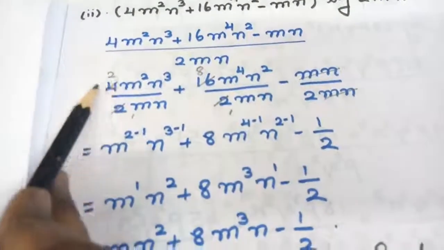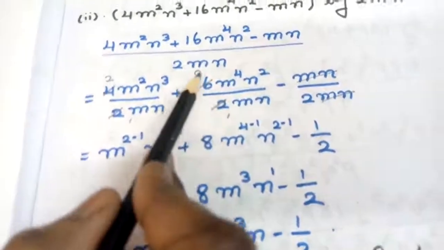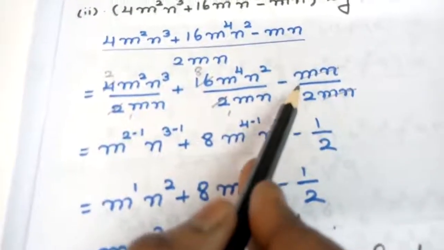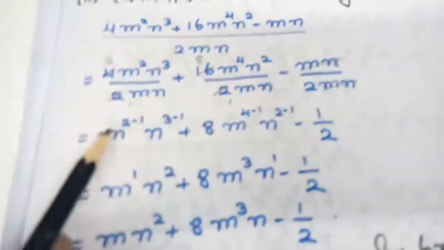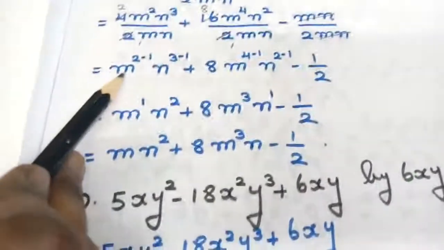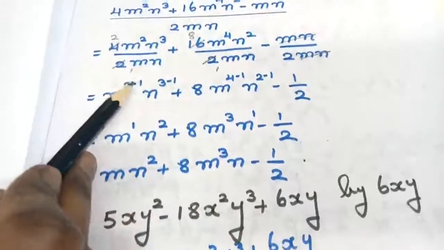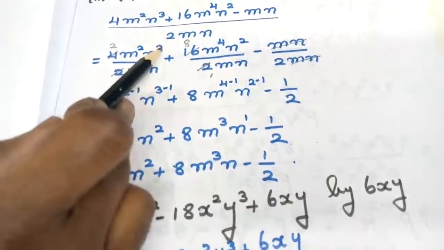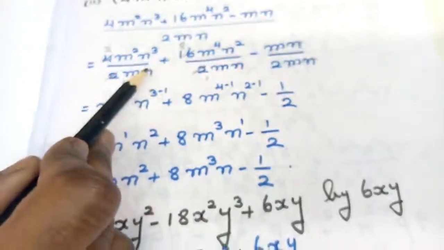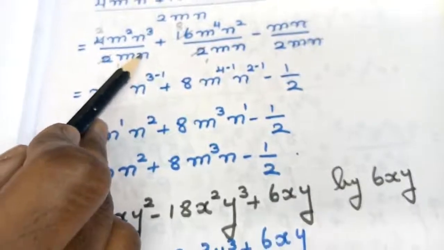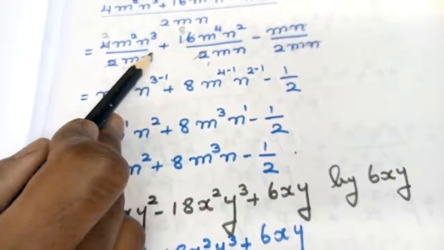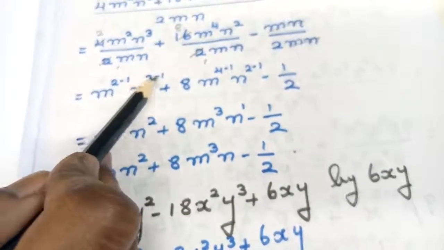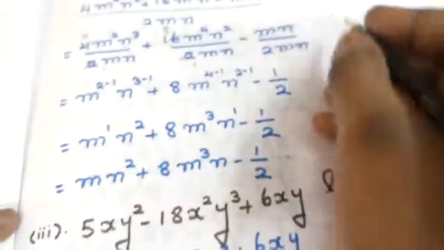2 1s are 2, 2 2s are 4, 2 1s are 2, 2 8s are 16. This 2 will remain as it is. N will get cancelled. And here we are going to do the calculation the way I told you. M to the power 2 minus 1, n to the power 3 minus 1. Be careful. Numerator, denominator n to the power 1. Bringing to the numerator means n to the power 3 minus 1. I will do and show you the calculation.